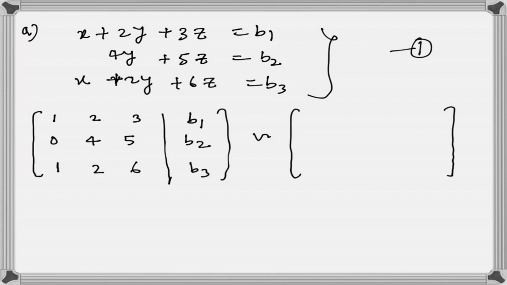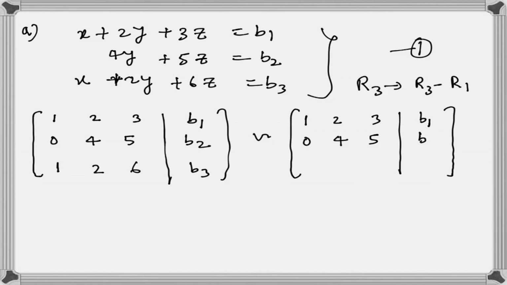So what do we do? We apply the transformation R3 goes to R3 minus R1. Okay, so the first row is as it is, 1 2 3 b1, the second row is also 0 4 5 b2, and this is 0, this is 0, and this is 3, and this is b3 minus b1.